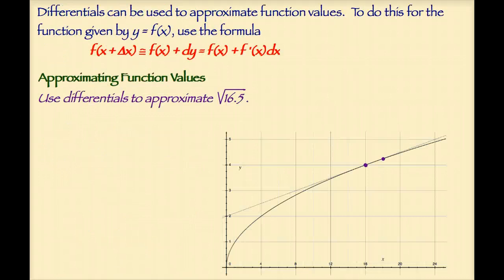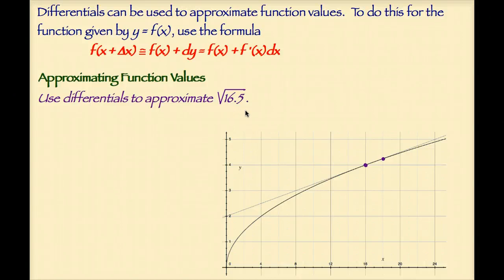Differentials can be used to approximate function values. As we have seen, to do this for the function given by y equals f of x, use the formula f of x plus delta x is approximately equal to f of x plus dy, the differential, which is equal to f of x plus f prime of x dx. Now let's use this formula to try to find an approximate value for the square root of 16.5.